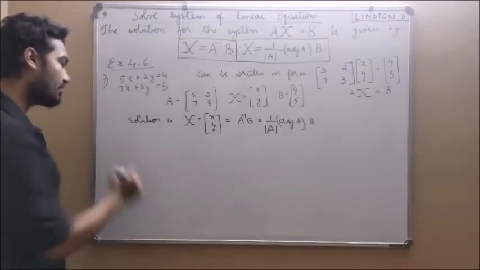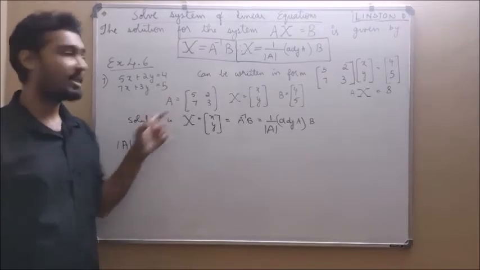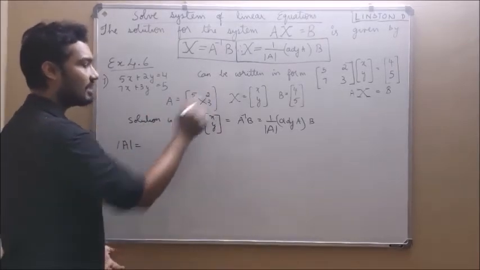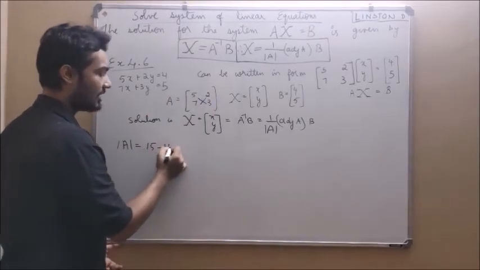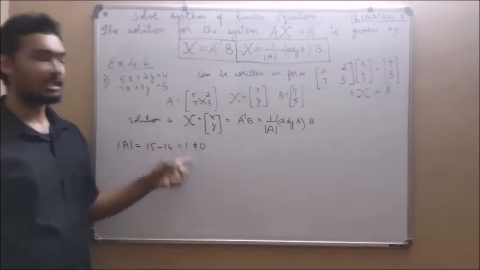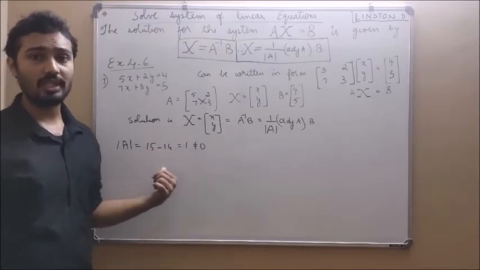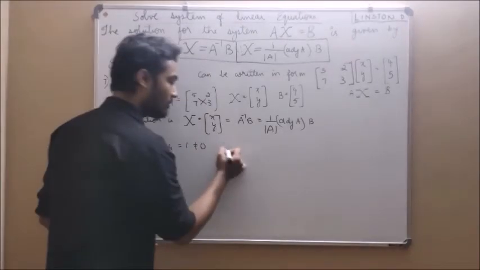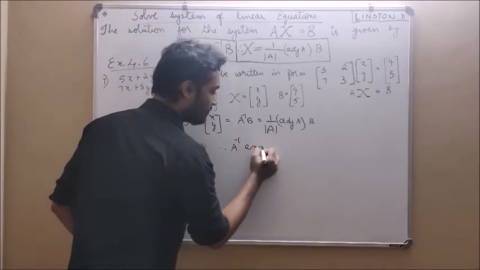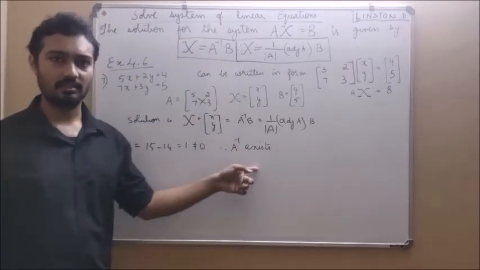So first find the determinant. What is the determinant? The determinant of a 2 cross 2 matrix is this minus this. So 5 3s are 15 minus 14. So it is 1, not equal to 0. If determinant of A is not equal to 0, then A inverse exists. So therefore A inverse exists.